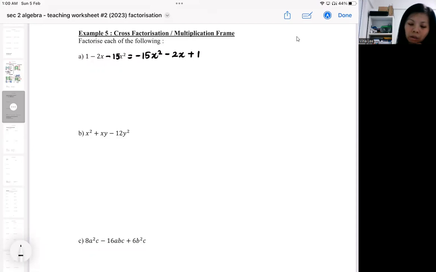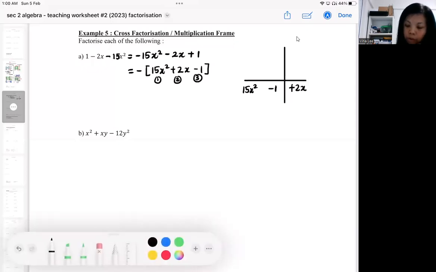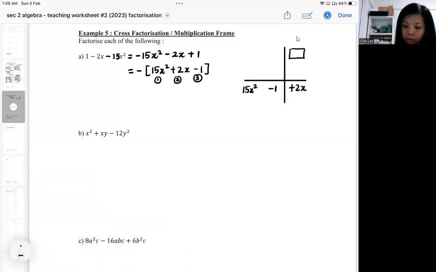So like I said, I don't like to have negative. So I will usually factorize out, and this will be my 1, 2, 3. Then I will set up my 1, 2, 3 like this. So remember, you set up to 1, 3, 2. And remember, this 2 is your checkpoint. So you're trying to get this part. So this is the adding zone.